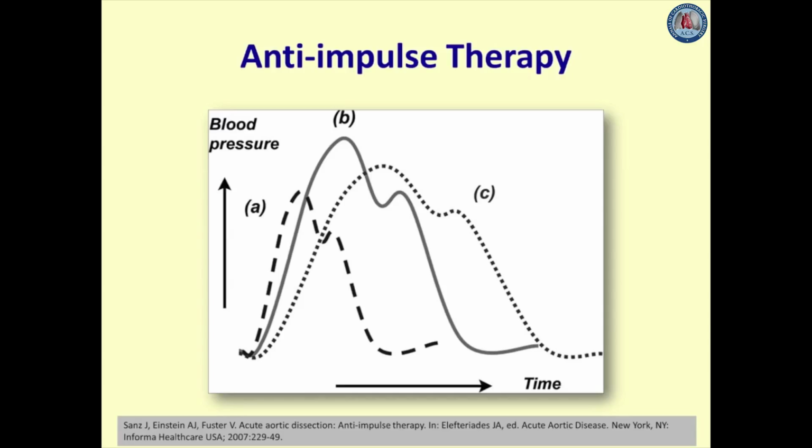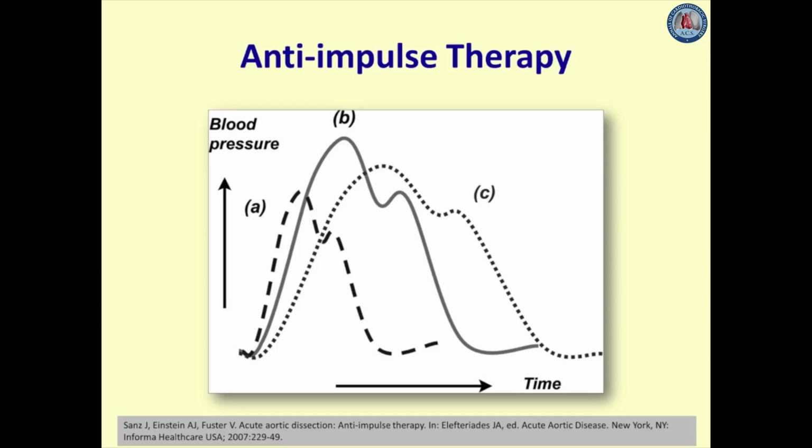The solid curve B here represents the normal untreated arterial waveform. It's important to recognize that, as in A, if one gives only afterload reducing drugs, one actually increases the dP/dt. The dP/dt is the slope of the initial upstroke of the blood pressure wave, and that is deleterious. As we see in C, the administration of beta blockade can blunt that dP/dt by decreasing the slope of the initial upstroke of the arterial waveform.